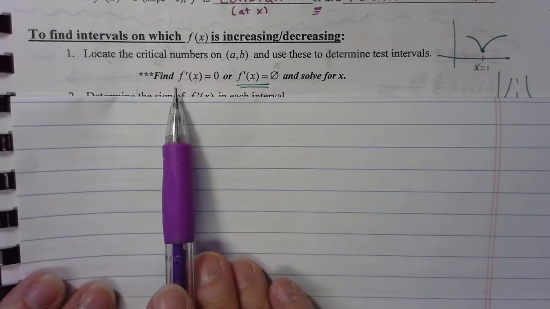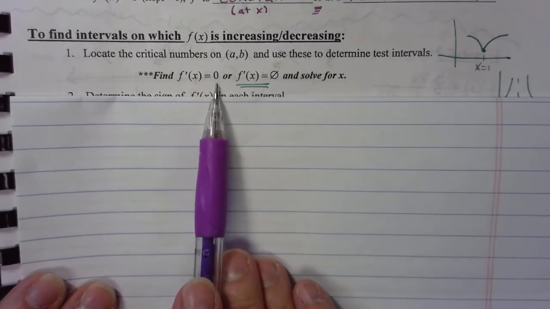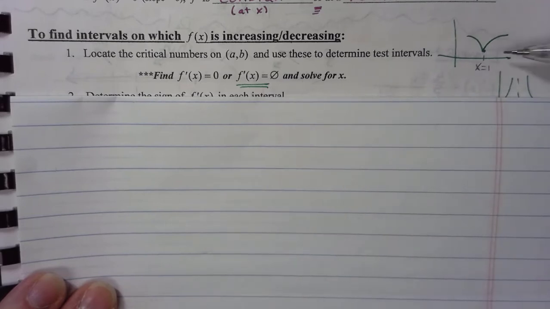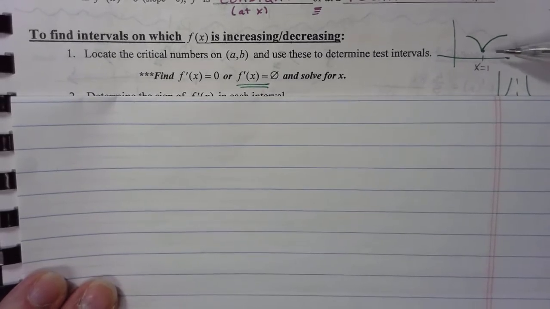So we're going to find where f prime of x is 0 or f prime of x is undefined and solve for x. This is a situation here where the derivative would be undefined. The function's continuous at x equals 1, but the derivative is undefined because the slopes from the left side of 1 have an abrupt change with respect to the slopes from the right side of 1.